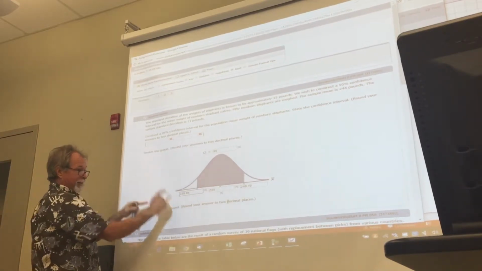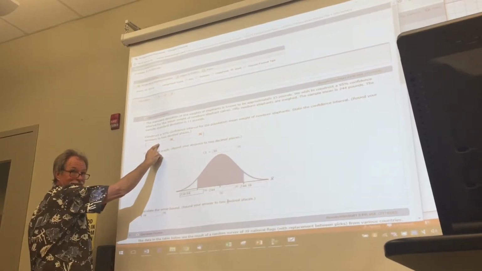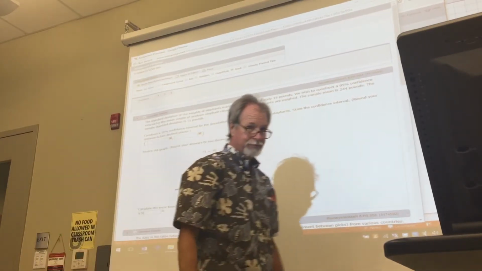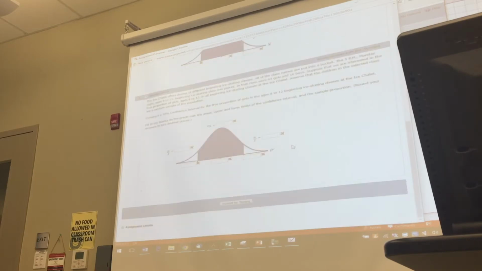This is an interval. What number goes here? Lower bound. What number goes here? Upper bound. So Control C, Control V, Control C, Control V. And did you guys hit the submit button, and everybody got it right?